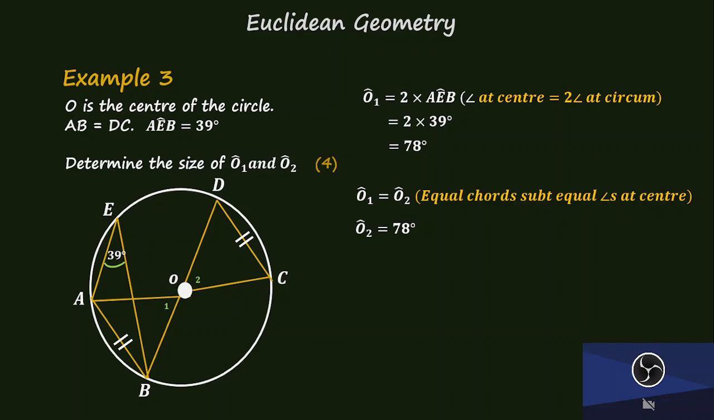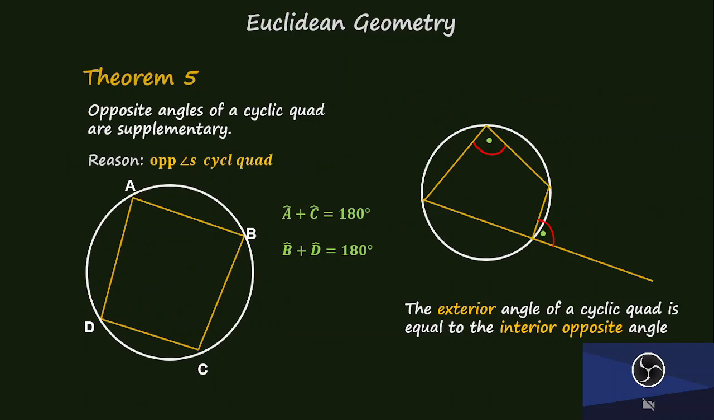Right, let's look at Theorem 5. Theorem 5 deals with cyclic quadrilaterals. Quadrilaterals are four-sided shapes. So when we say something is a cyclic quad, we are simply saying it's a quadrilateral whose four vertices touch the circumference of the circle, right? So if you find any four-sided figure whose vertices touch the circumference of the circle, then you have a cyclic quad, right?